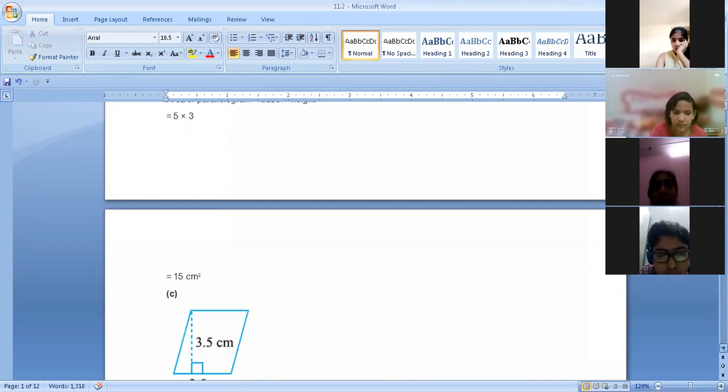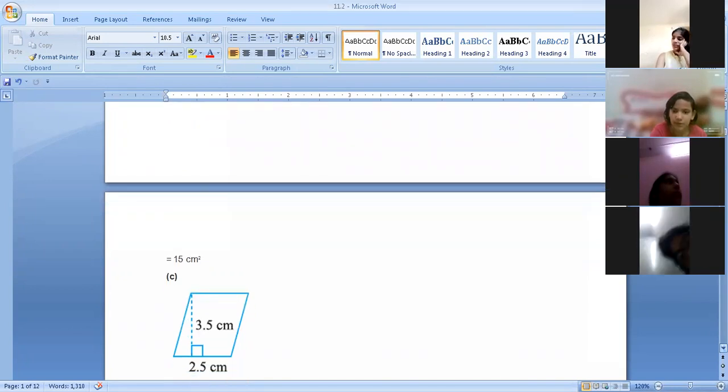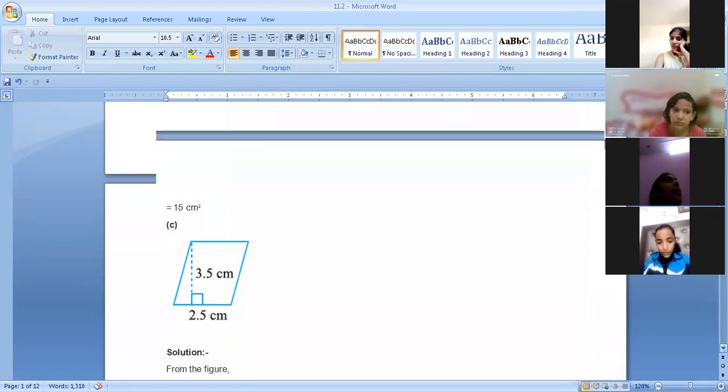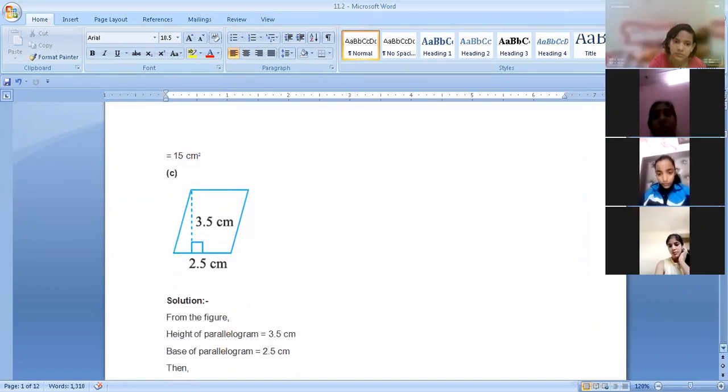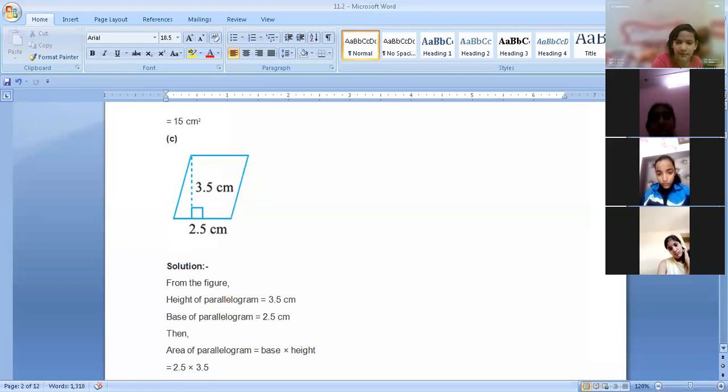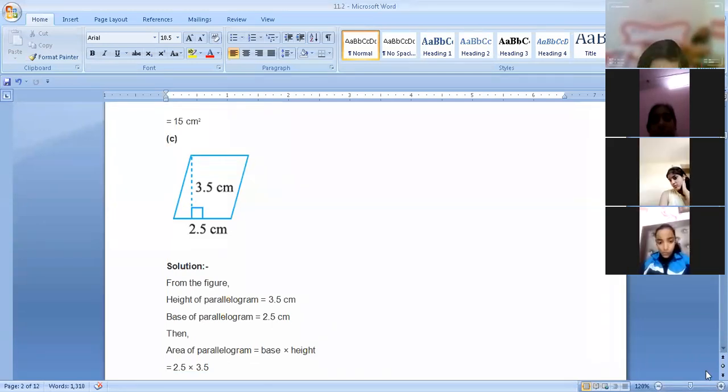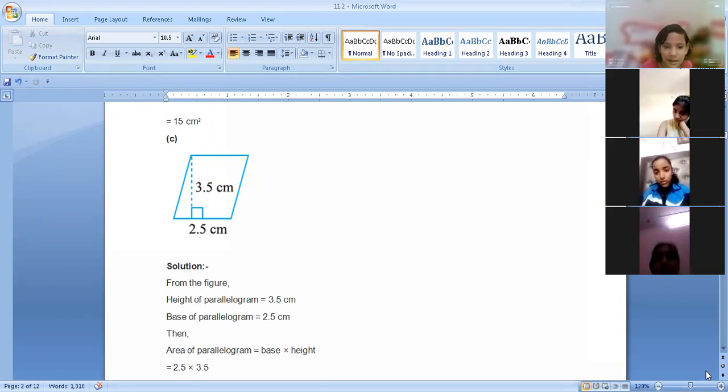Next diagram. Base is given 2.5 and height is given 3.5. Multiply base with height. All of you multiply 2.5 with 3.5. Yes, Haryanshi, your answer is right. Jessica, right answer. Astha, right answer.